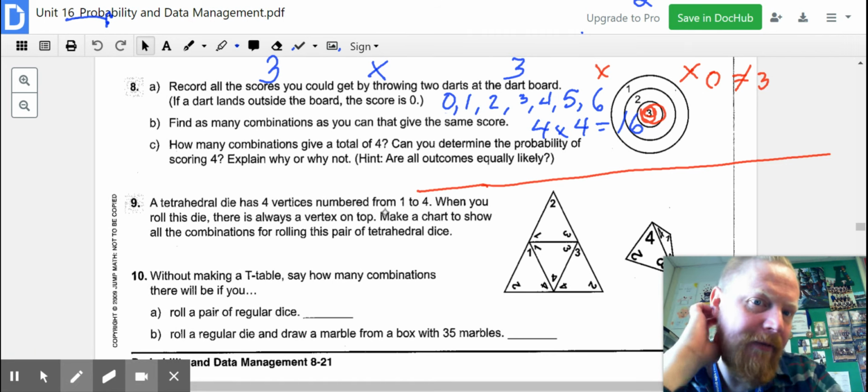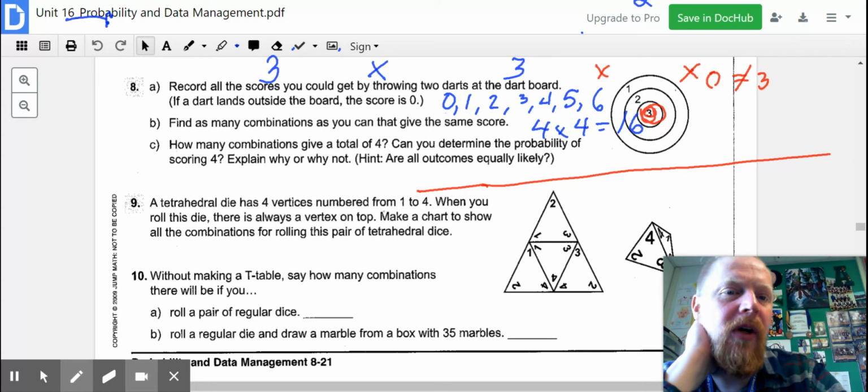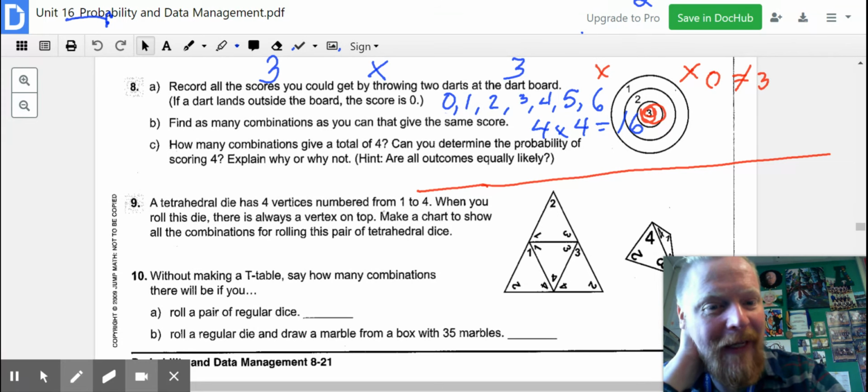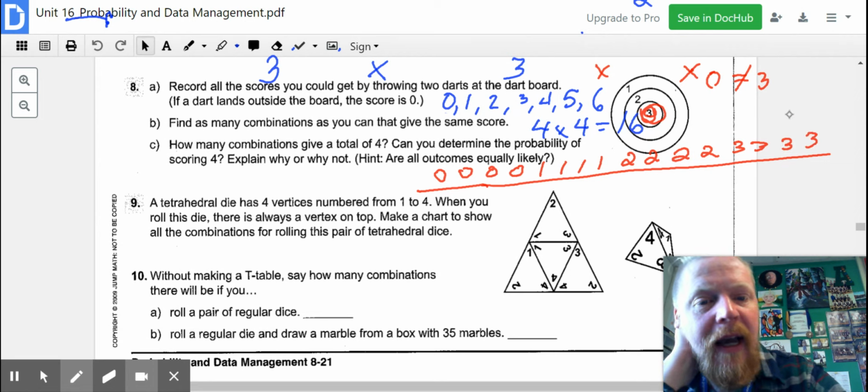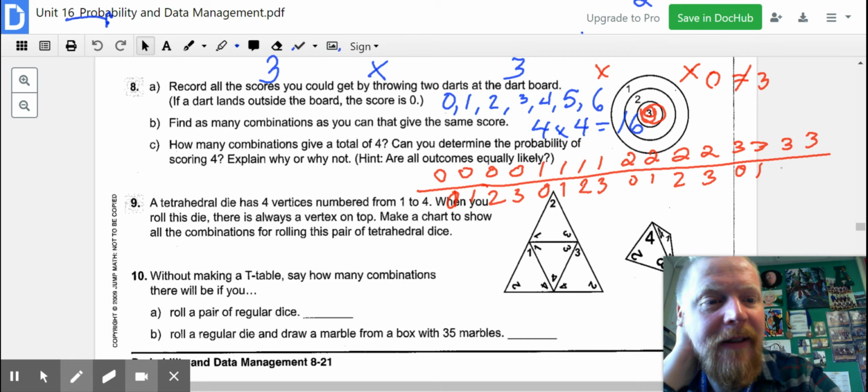Okay. First off, I know that there are 4 outcomes for the second dart: 0, 1, 2, or 3, which means I have to list all of the first outcomes 4 times. So I need 4 zeros, 4 ones, 4 twos, and 4 threes. And then I need to write what I could get with the second dart: 0, 1, 2, 3, 0, 1, 2, 3, 0, 1, 2, 3, 0, 1, 2, 3.